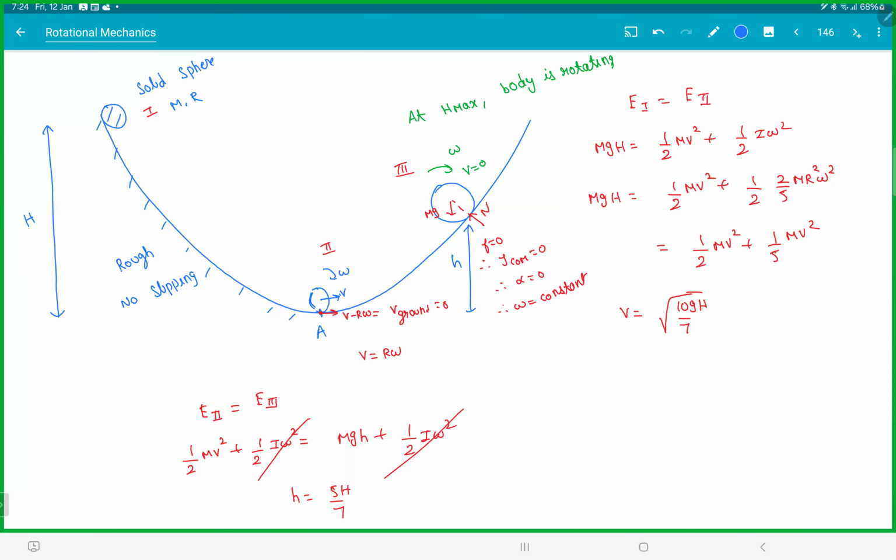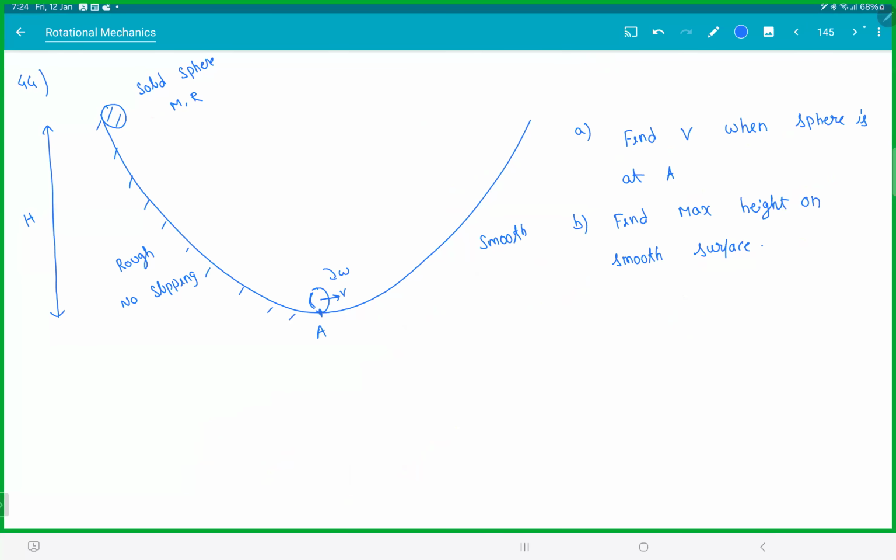Got the catch? So you are going with V this way, but you'll come back with V this way. Omega direction is still the same. So at the bottommost point, velocity is now not 0 when it comes back. So it will start skidding. And if it skids, you lose energy. Next one.